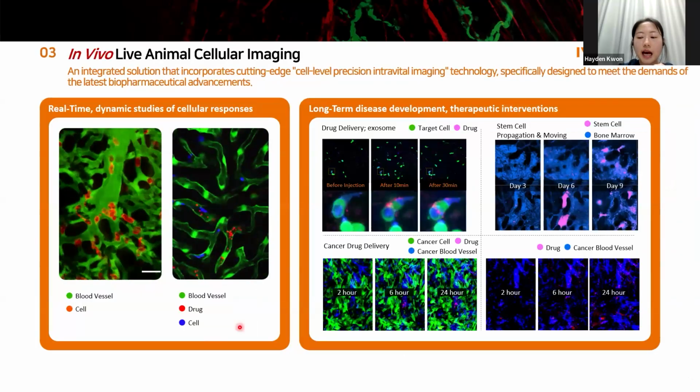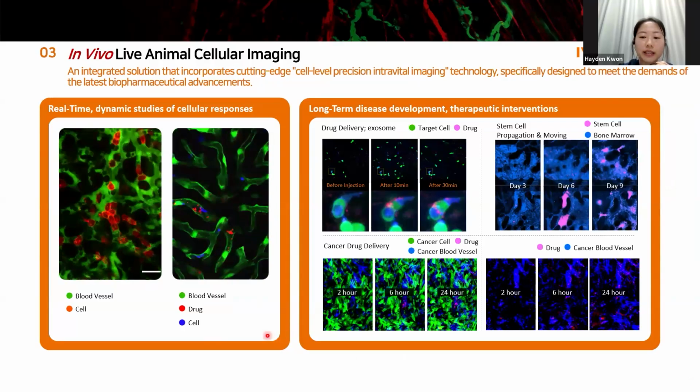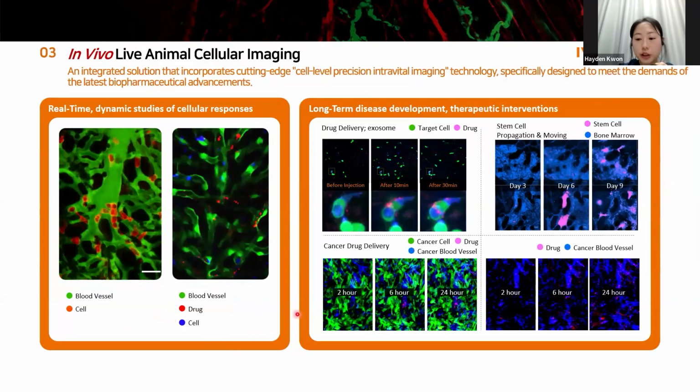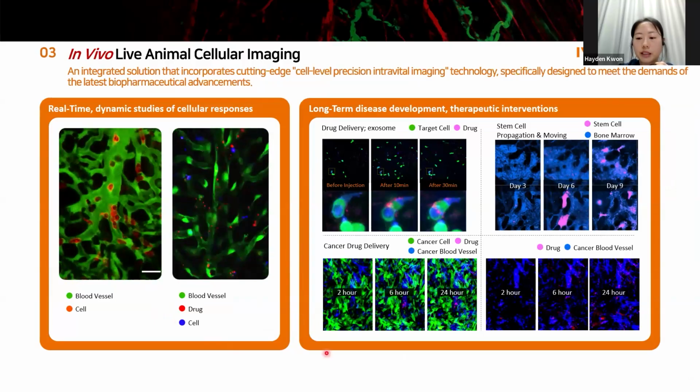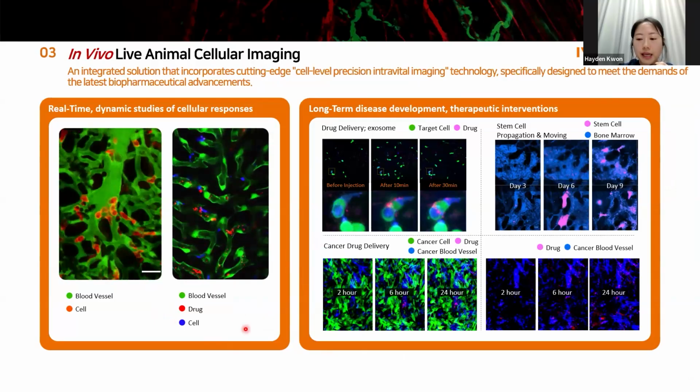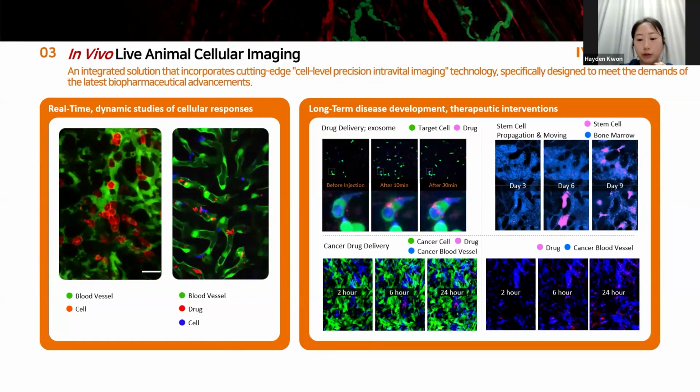To really understand how our body works, we need to see what's happening inside, right down to the level of individual cells. This is especially true when we study the immune system, cancer, or how medicine moves and acts in the body. Intravital microscopy makes this possible. It lets us watch these things unfold in real time inside a living animal.